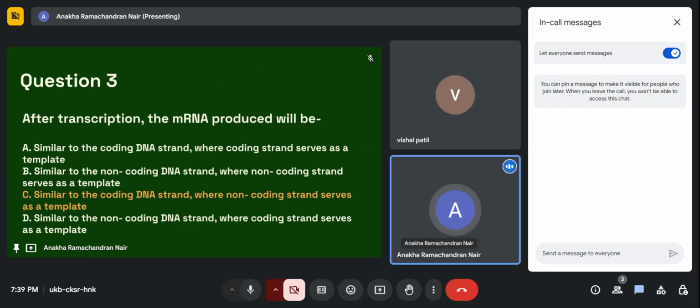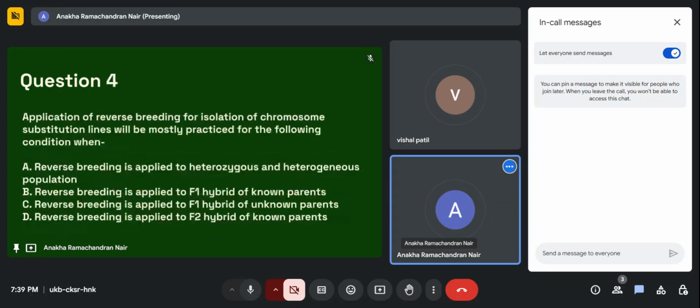So if there are no doubts, let's move on to question number 4. Question number 4 is: application of reverse breeding for isolation of chromosome substitution lines will be mostly practiced for the following condition when, and there are four options given to you. Reverse breeding is applied to heterozygous and heterogeneous population. Reverse breeding is applied to F1 hybrid of known parents. Reverse breeding is applied to F1 hybrid of unknown parents, and reverse breeding is applied to F2 hybrids of known parents. Do you want to try guessing?